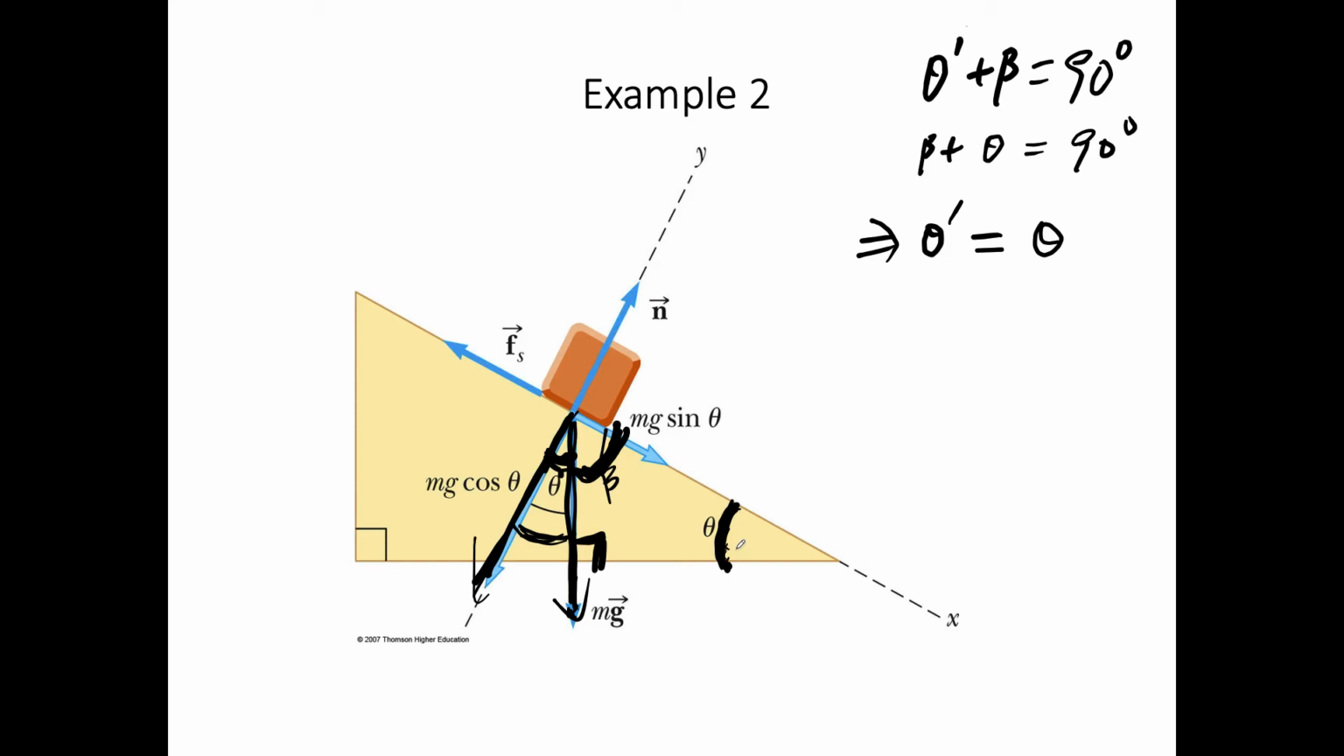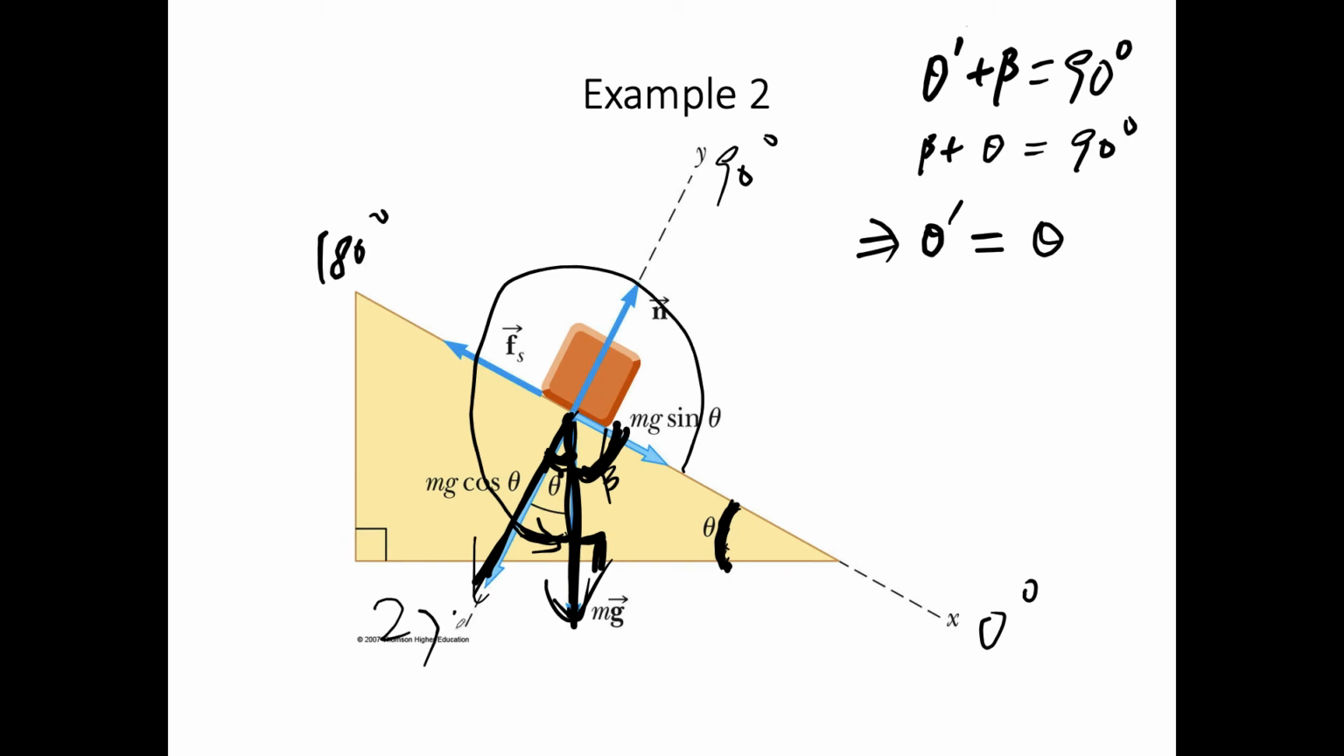Now if you want to find the angle of mg, you start from 0 degrees and go counterclockwise: 90 degrees, 180 degrees, 270 degrees, and then move theta more. So the angle of mg is 270 degrees plus theta.